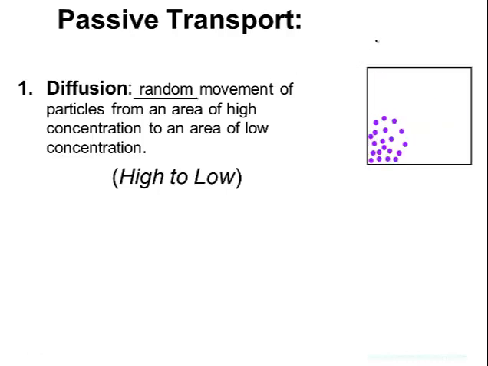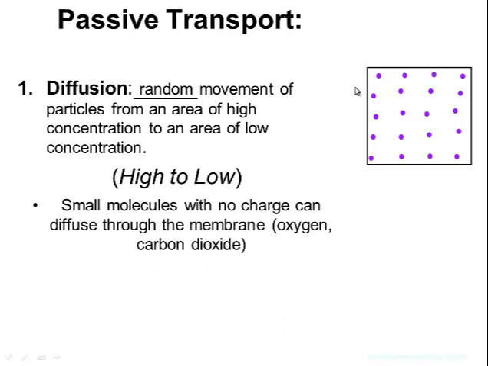If you look at this, this is kind of what I was talking about with the perfume. If somebody sprays a perfume over here, it's going to spread out until it's kind of evenly distributed around the room. These molecules are still going to continue to move even after they have spread out, but they are going to get as much room as possible to do that movement. So when we're talking about the cell membrane, only small molecules that have no charge can diffuse through the membrane.